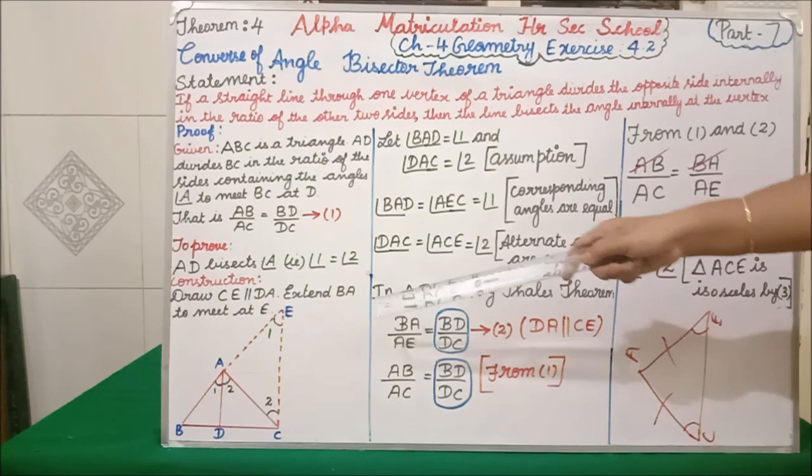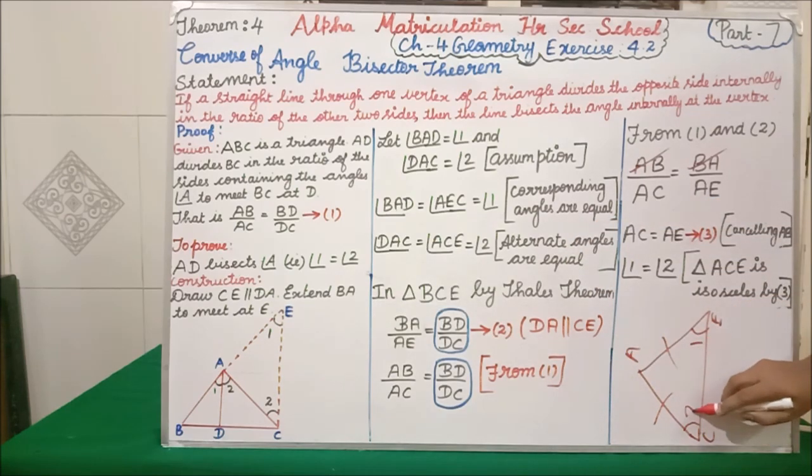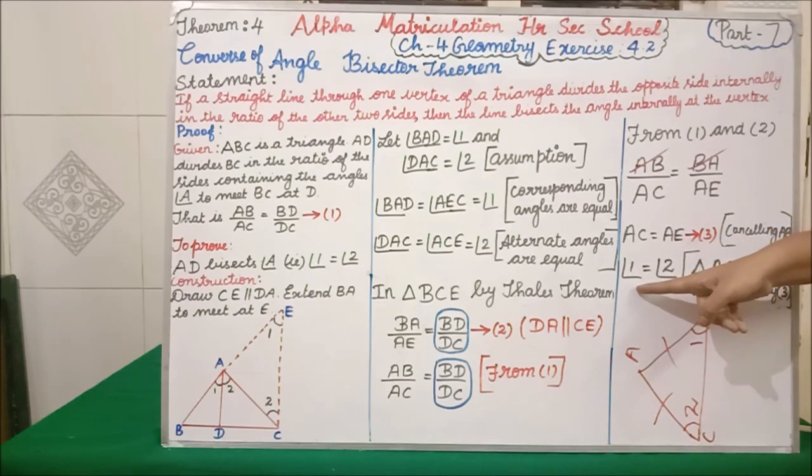So now in that diagram, in AE side we have written here angle 1. Here in this side we have written angle 2. So we can say if the two sides are equal in a triangle, then obviously the two angles are equal. So in triangle ACE, isosceles triangle by 3. By 3 means AC is equal to AE. Then similarly this angle and this angle are equal.